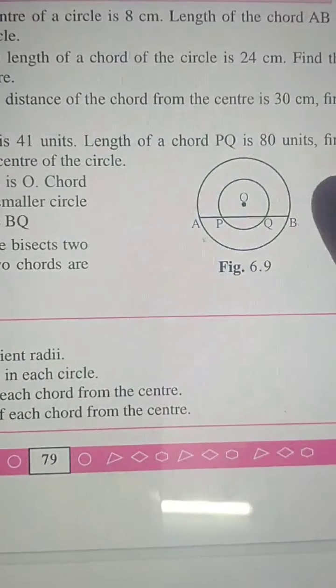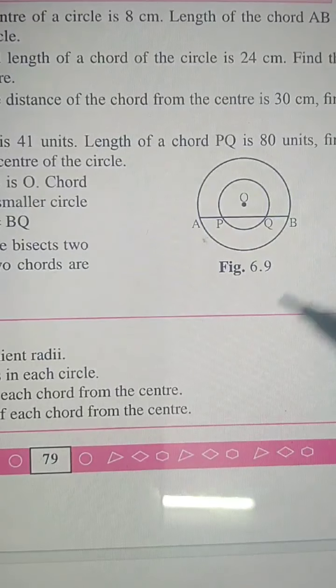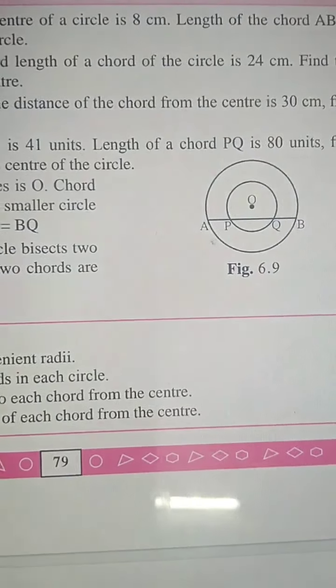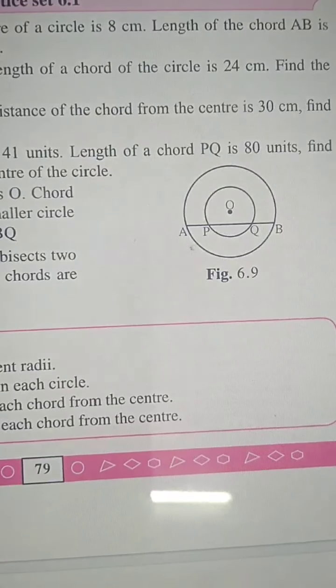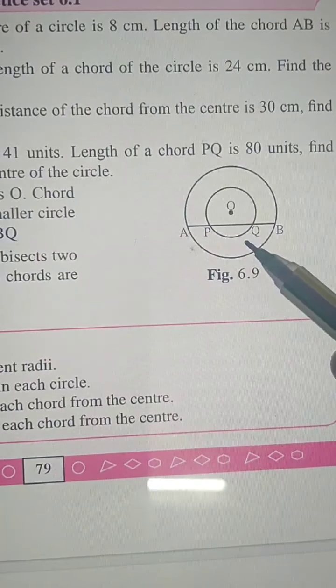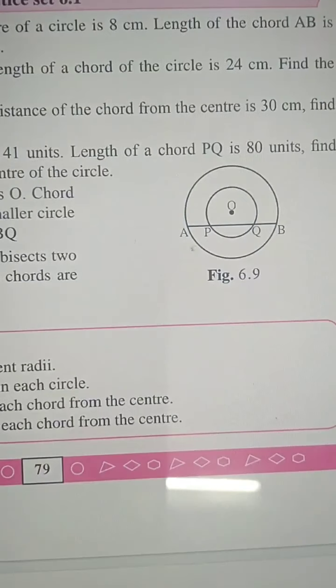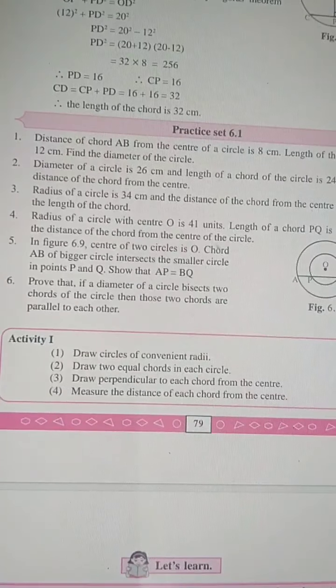We will draw the figure, write the given details to prove, and then we'll start with the proof. Very simple problem. So you take your compass and draw the circle, and we will meet with the solution. Let us start with the solution.